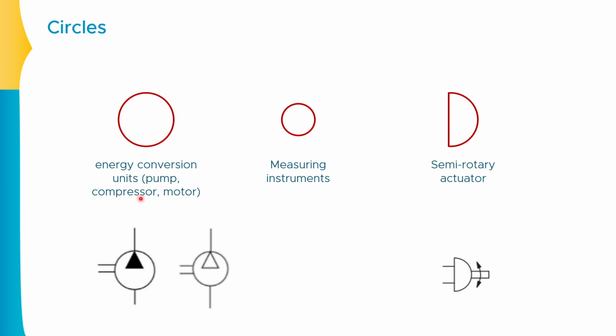Like we are having the compressor, it will do the same thing, but for the air. And like we are having the motor, which will convert the fluid power energy. If it is the hydraulic motor, it will convert fluid power energy into the mechanical energy. So any circle will actually be an energy conversion unit.